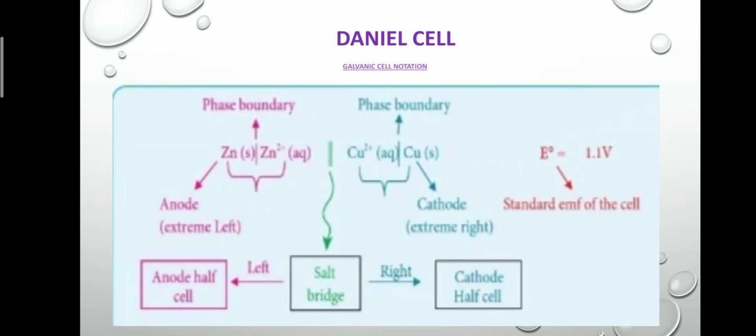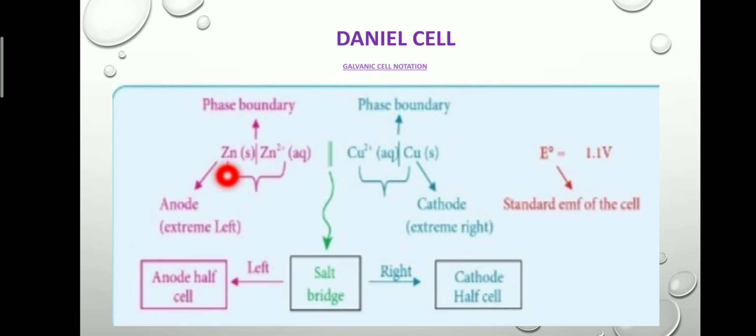How will you represent a cell reaction? First we write the anode reaction on the extreme left side, separated by a salt bridge, which is a double line. Next we write the cathode reaction on the right side. So first, the anode reaction. What takes place at the anode is oxidation. Zinc metal gets oxidized to Zn2+.